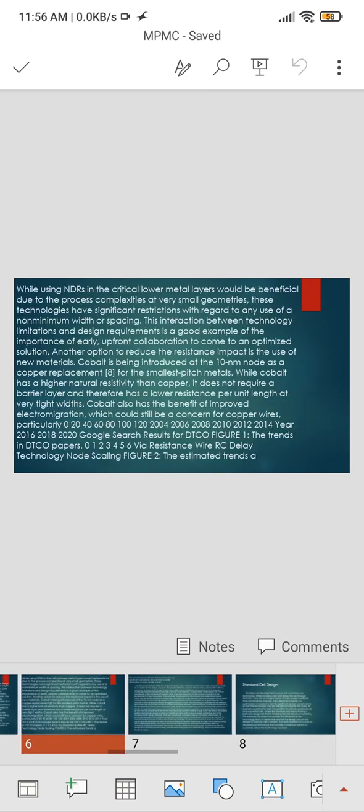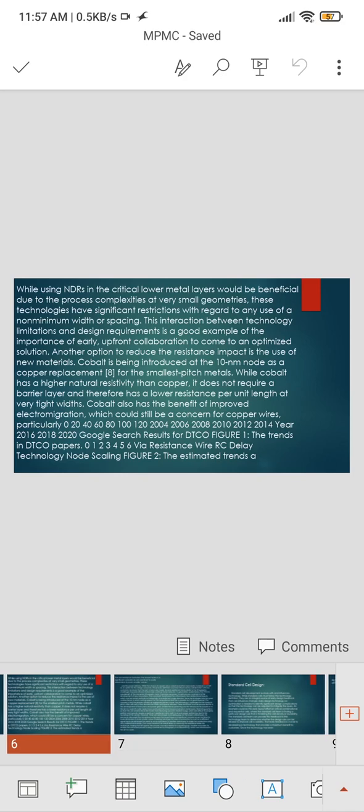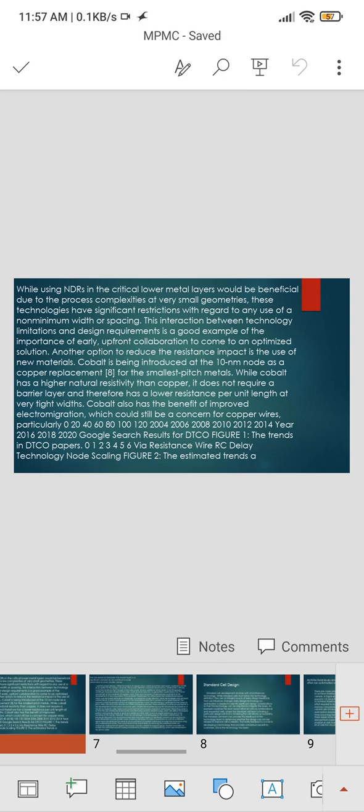While using NDR in the critical lower metal layer would be beneficial due to the process complexity at very small geometries, the technology has significant restrictions with regard to any use of non-default width or spacing. This interaction between technology limitation and design requirements is a good example of the importance of early upfront collaboration to come to an optimized solution.